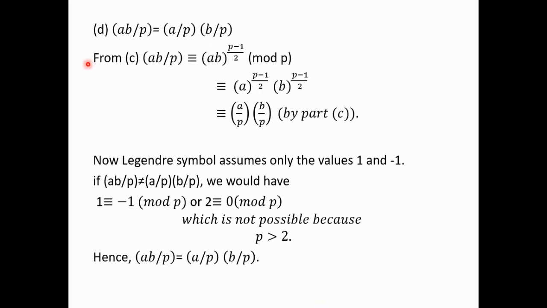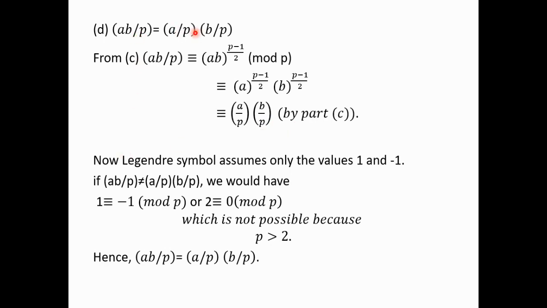Let us see the fourth part. Here we have to show that A B upon P is the same as A upon P into B upon P. From part C, we know that A B upon P will be (A B) to the power (P minus 1) upon 2 modulo P. And this can be written as A to the power (P minus 1) upon 2 into B to the power (P minus 1) upon 2. And what is this? This is A upon P and this is B upon P by part C. Now we have shown that this is congruent to A upon P into B upon P modulo P.